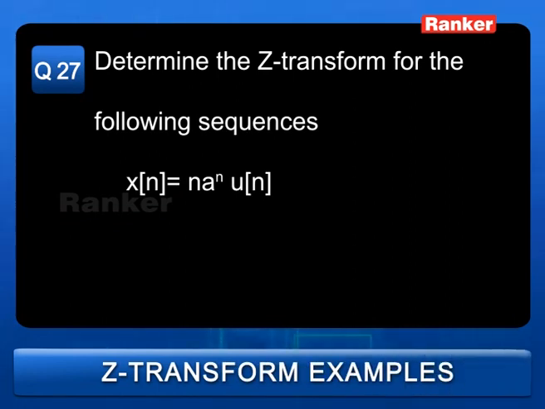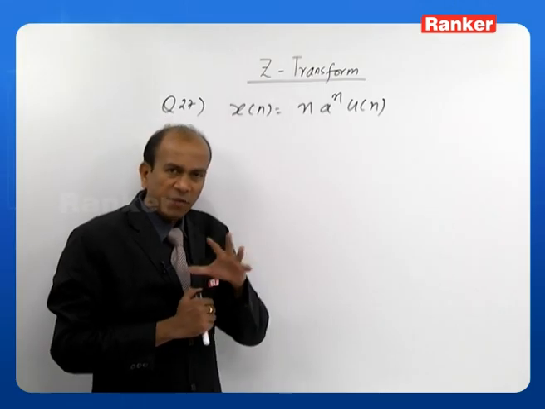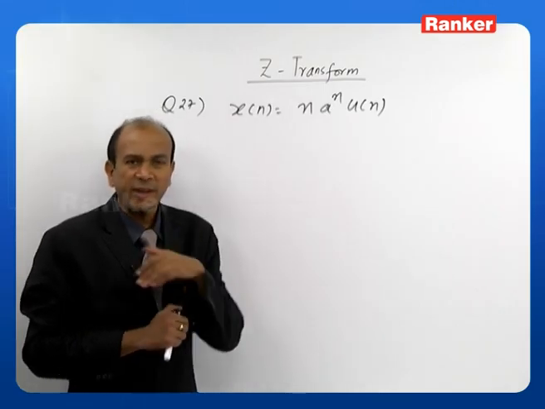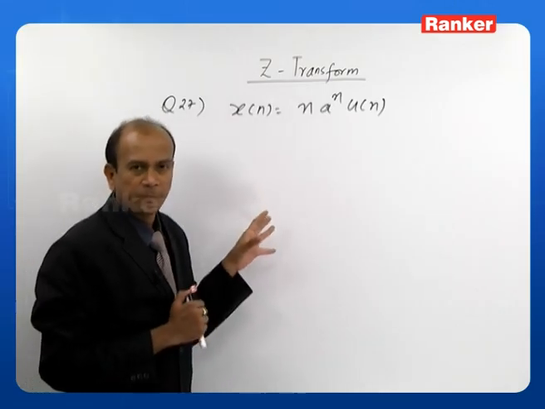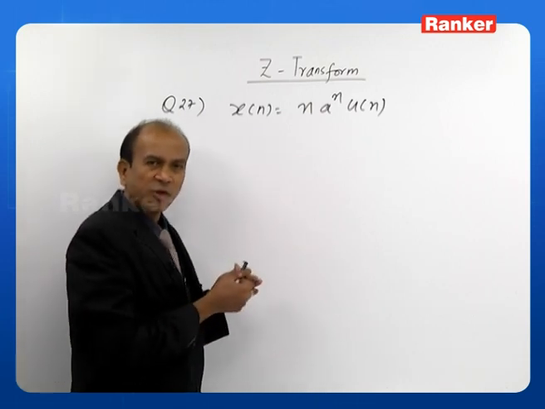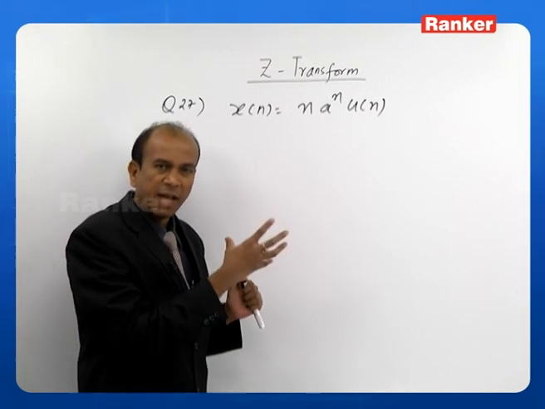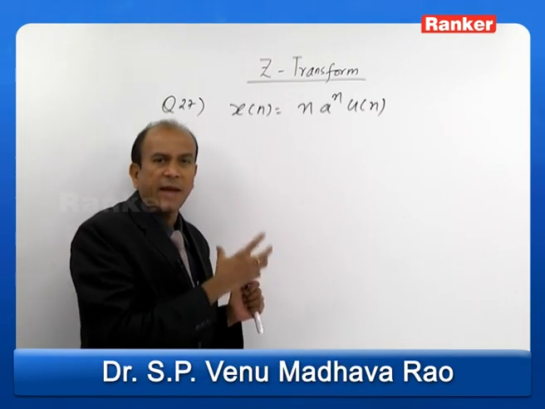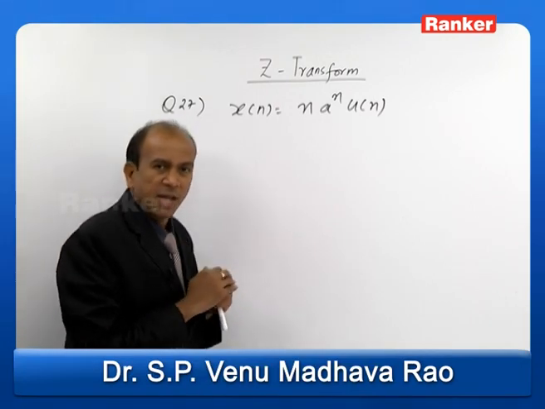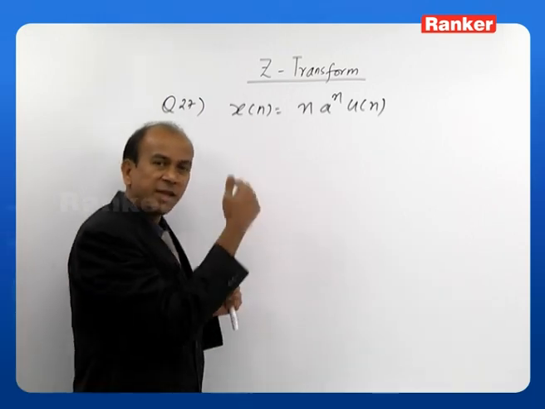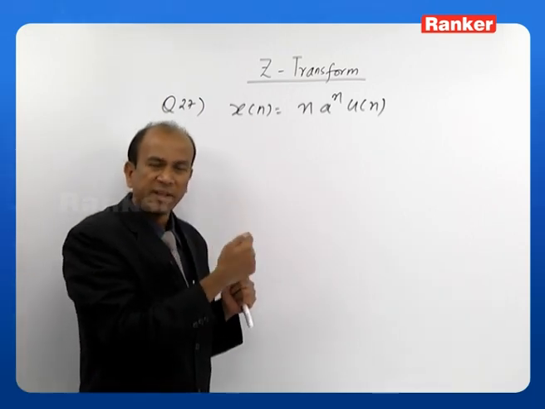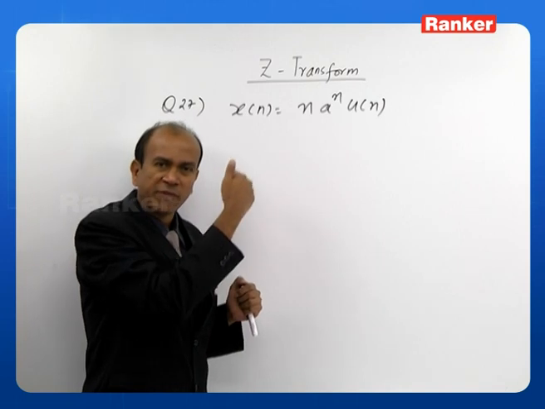Let us see question number 27. Question number 27 is x of n is equal to n, a to the power of n, u of n. Now if you see the earlier problems which you have done and you see this problem, basically we have solved some problems. As I said earlier, you have to see a pattern or an identity which can be applied directly while solving these types of problems. So when we have done some problems where we have seen n into 1 by 3 to the power of n, n into 1 by 4 to the power of n, we have solved.